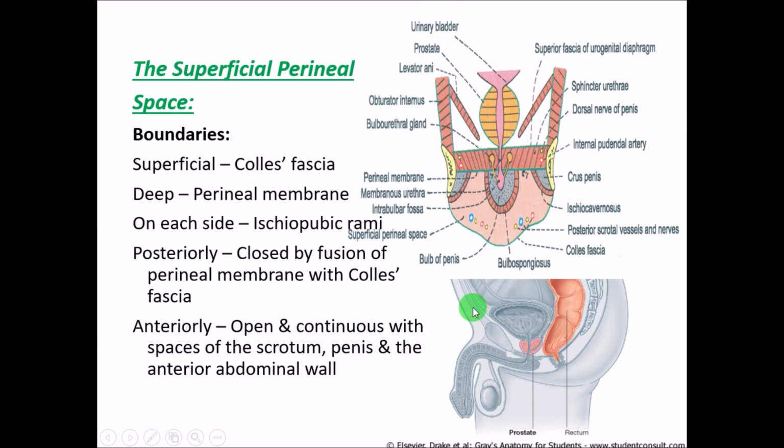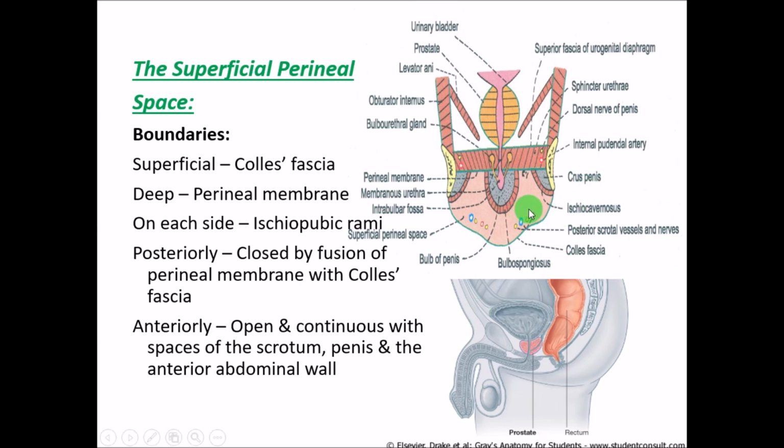This is important, you should remember this, because clinically later we see that if there is any rupture of the urethra, then there will be extravasation of urine into the scrotum, penis, as well as the anterior abdominal wall. That's why it is important, so you should know how it is communicated. Posteriorly it is totally closed, the Colles fascia joins with the perineal membrane, so there cannot be collection of urine behind, but it will collect into the scrotum, penis, and the anterior abdominal wall. Okay, so these are the boundaries.